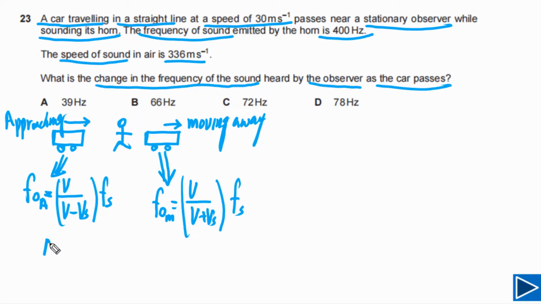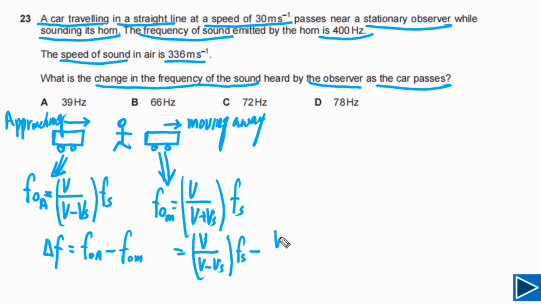Now simply we need to find the difference between these two. Delta F we need to find out. So I will simply write down F naught A minus F naught M. Now we can plug in values. F naught A we have, this is equal to V over V minus Vs multiplied by Fs, minus we have V over V plus Vs multiplied by Fs.